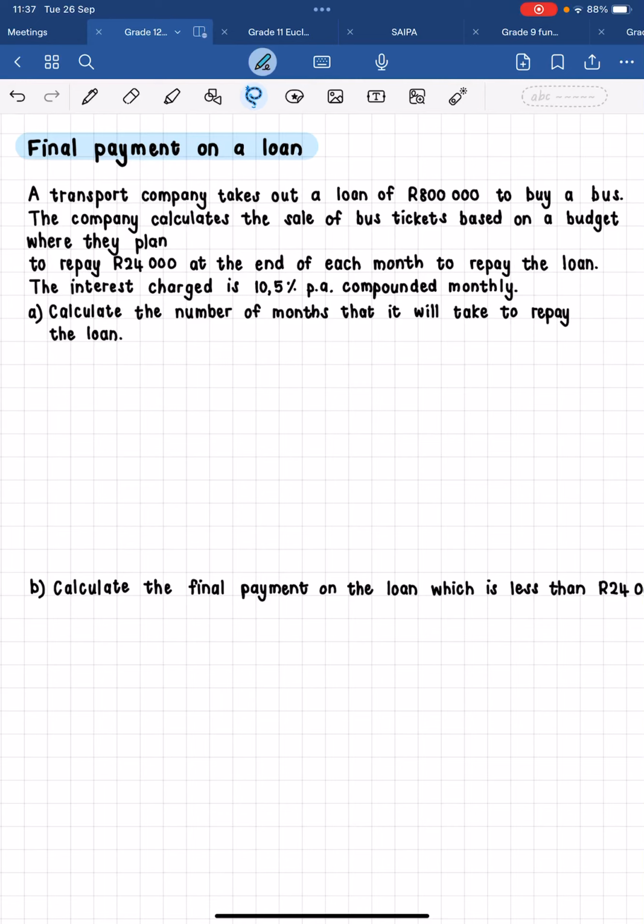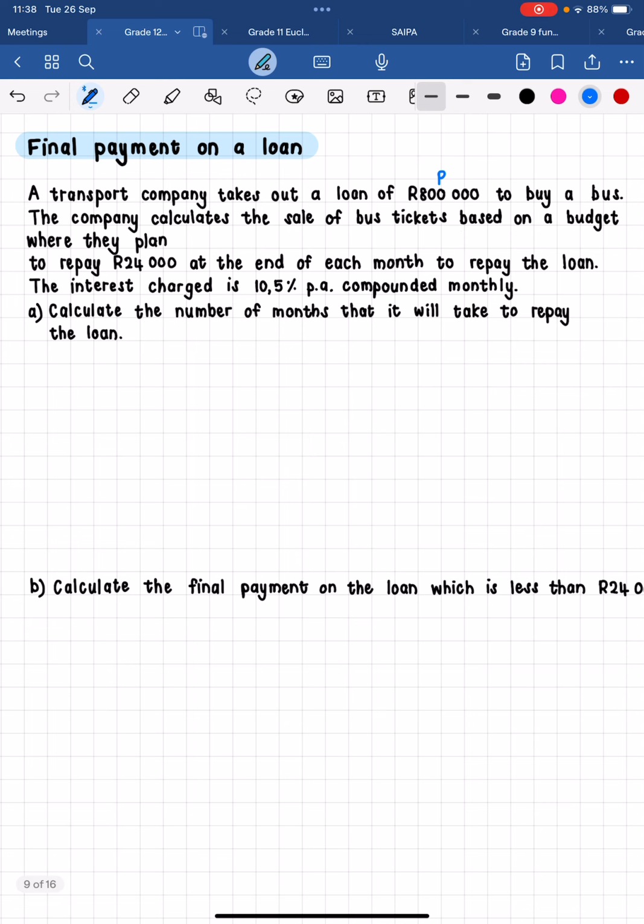They're saying here, a transport company takes out a loan of 800,000 Rand. So we see that it's a loan of 800,000 Rand. So immediately we need to think, remember if it's a loan, we're going to use the present value formula, and 800,000 is going to be the P value, right? The amount of that loan that we've taken out.